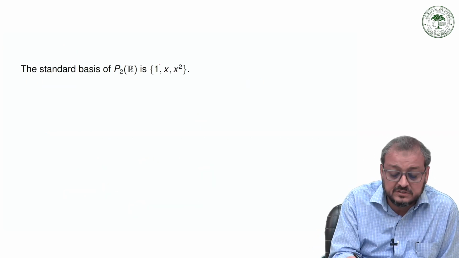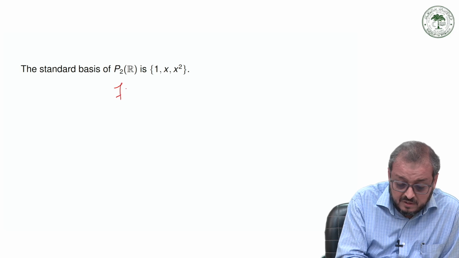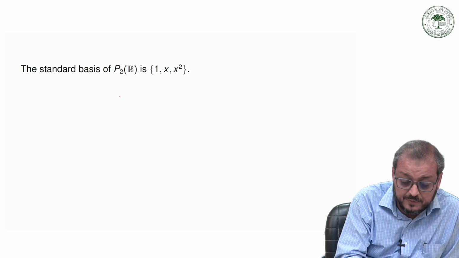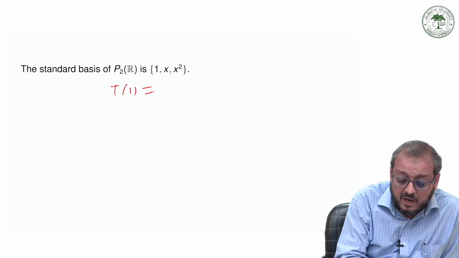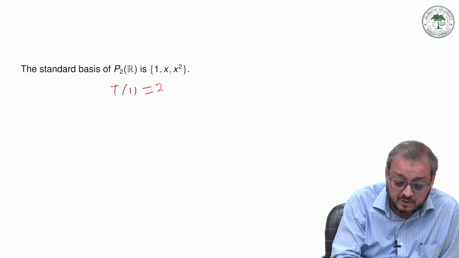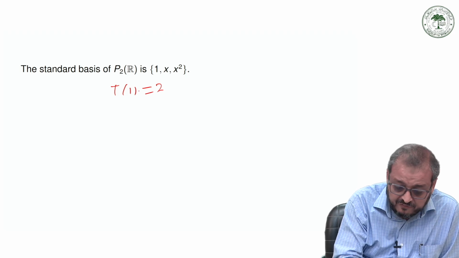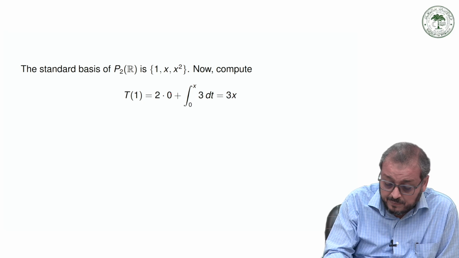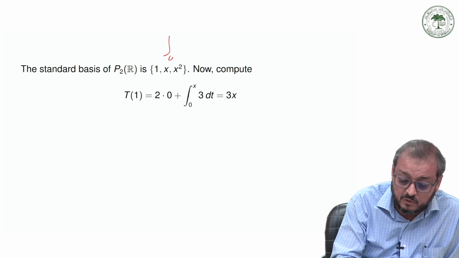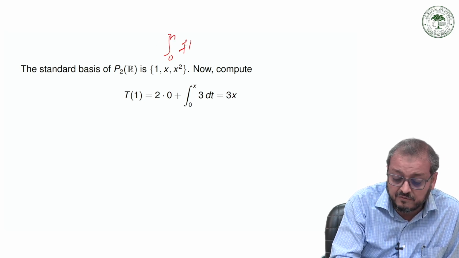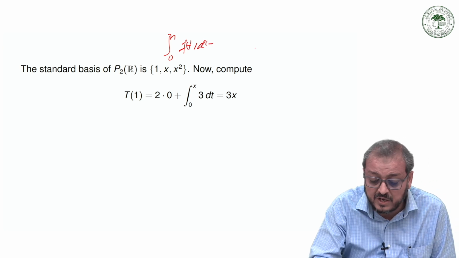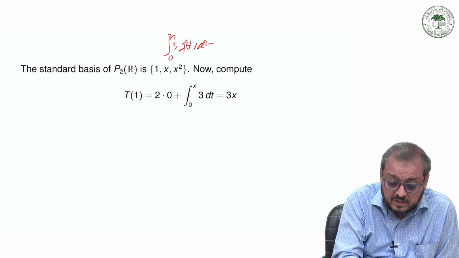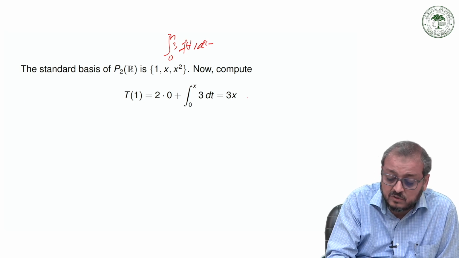So we calculate first T of 1. T of 1 is equal to 2 times the derivative of 1, which is 0, plus the integration from 0 to x of 3 times 1 dt. So this is 0 plus 3x, that is equal to 3x.